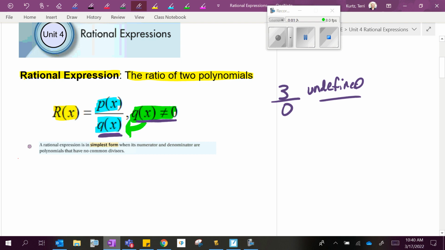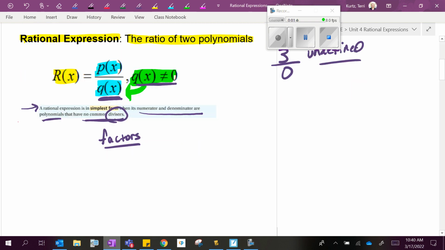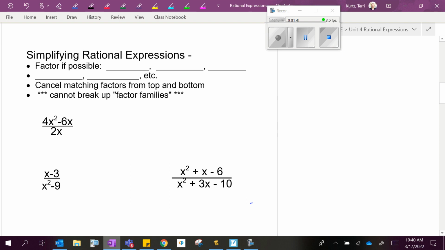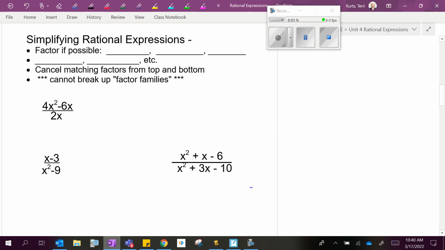A rational expression is in its simplest form whenever its numerator and denominator are both polynomials that have no common divisors. So another word for divisors is common factors. So a big part of this unit is factoring and making sure we cancel out common factors. Okay, so let's see what we got. So first we're going to just simplify rational expressions.